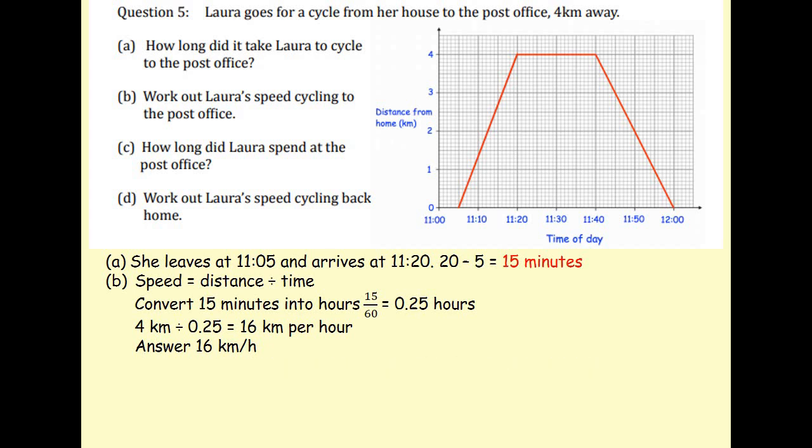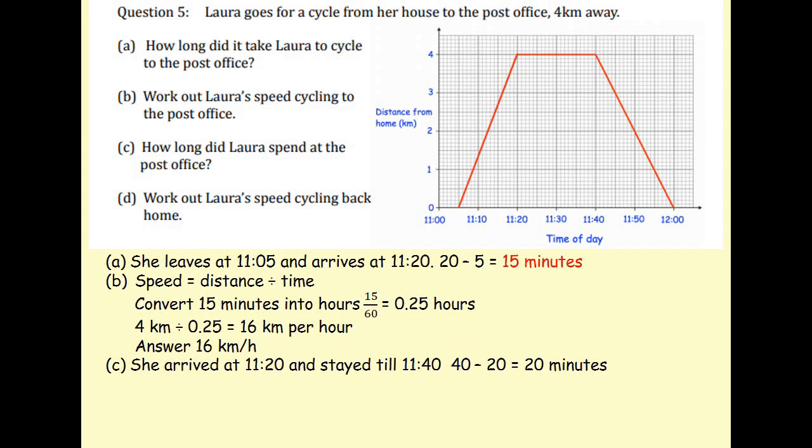Okay, question C, how long did she spend at the post office? Well, we can see from the graph she arrived at 11:20 and she left at 11:40. So the flat part of the graph starts at 11:20 and ends at 11:40. The difference between 11:40 and 11:20 is 20 minutes. So she stayed in the post office for 20 minutes.